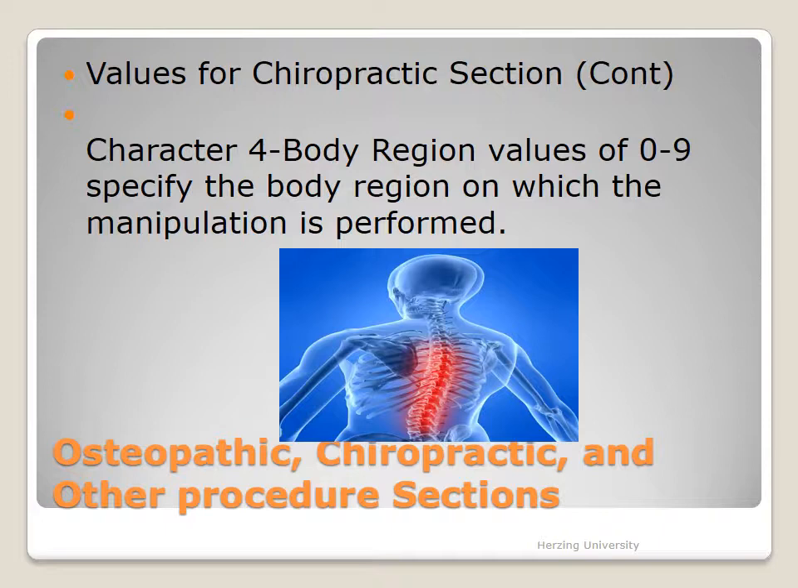The following body regions are noted in the chiropractic table: head, value of 0; cervical, value of 1; thoracic, value of 2; lumbar, value of 3; sacrum, value of 4; pelvis, value of 5; lower extremities, value of 6; upper extremities, value of 7; rib cage, value of 8; abdomen has a value of 9.